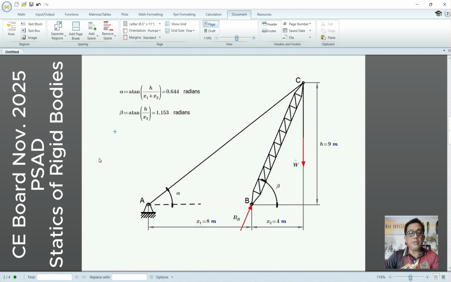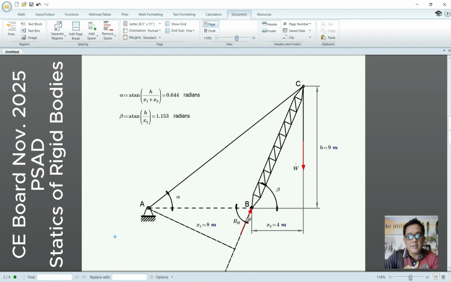Okay, now we can use summation of moment at A to solve for RB. We can resolve RB to its vertical component here and horizontal component here. And we will be using only the vertical component, which is, in this case, opposite the angle beta. So that's RB sine beta. Or we can do this. We will find the moment arm of RB from A. So we need to extend RB, or the line of action of RB, like this. So this is the line of action of RB. And then we'll draw a line from A perpendicular to the line of action of RB.